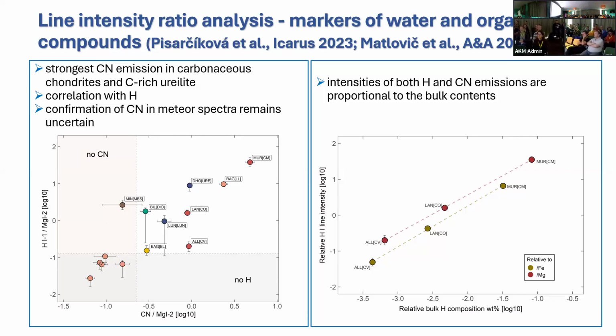These two emissions, hydrogen and CN emissions, are very important for us because they indicate presence of some organics and hydrated minerals. So they can help us to distinguish, for example, carbonaceous chondrites from meteor observations. However, the clear confirmation of CN emission in meteor spectra still remains very challenging due to the limited spectral resolution in the investigated region. In case of hydrogen, it's more straightforward.